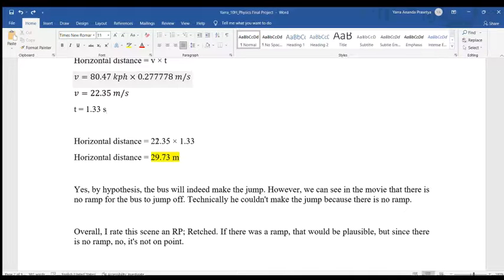So yes, hypothetically, the bus would indeed make the jump. However, if we go back to the scene earlier, we can see that in the movie, there's no ramp for the bus to jump off. That's a flat jump. So if there was a ramp, it would technically make it, but since there's no ramp, it won't. So overall, I rate the scene RP wretched.